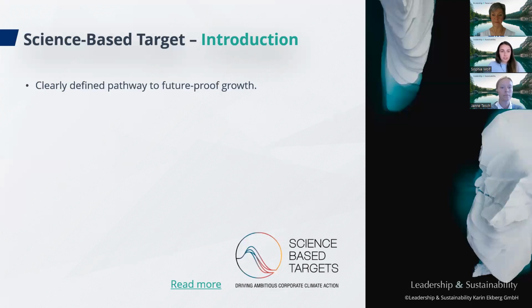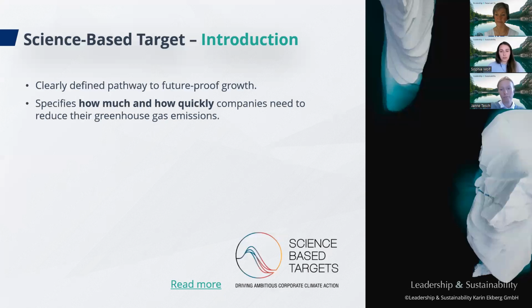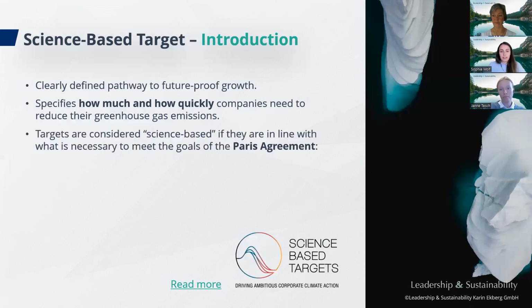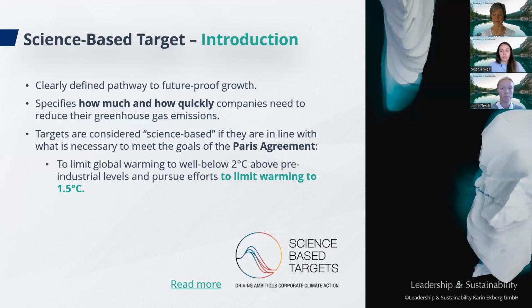Science-based targets are emission reduction goals that are aligned with the latest climate science and provide companies with a roadmap to future-proof growth. They specify not only the amount, but also the speed at which companies must reduce their greenhouse gas emissions. These targets are considered science-based when they align with objectives of the Paris Agreement, which contains the goal of limiting global warming to well below 2 degrees Celsius above pre-industrial levels, and to pursue efforts to limit global warming to 1.5 degrees Celsius.